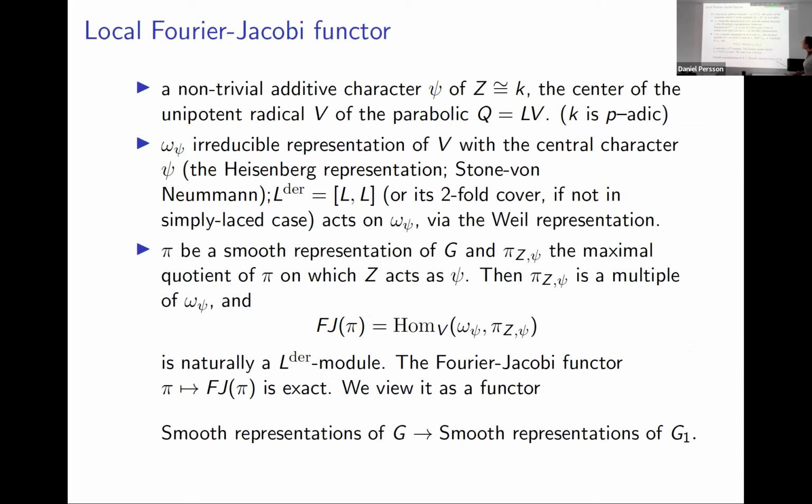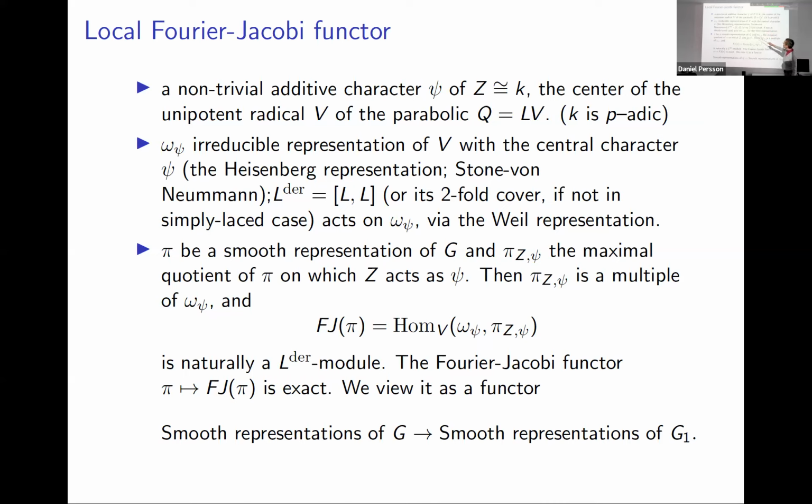And now, what is happening? In general, we are going to introduce the Fourier-Jacobi functor, which goes from smooth representations of G to smooth representations of G1. G1 are those groups. And how do we do that? We use that we have the Heisenberg representation here on this Heisenberg group, and you can extend this Heisenberg representation to the derived group of this Levi. This is the Weil representation here.